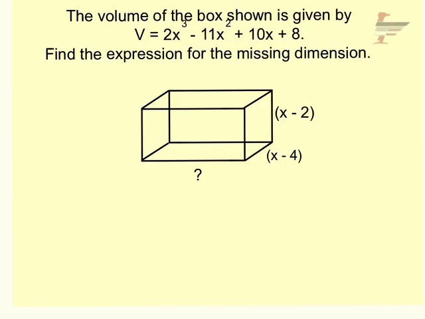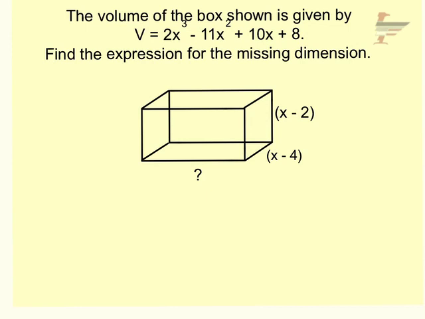So the first problem is an application problem, and for some of you those are the tougher ones. It says the volume of the box shown is given by the following equation. So V is clearly for volume, and then you have this cubic function. It says find the expression for the missing dimension.